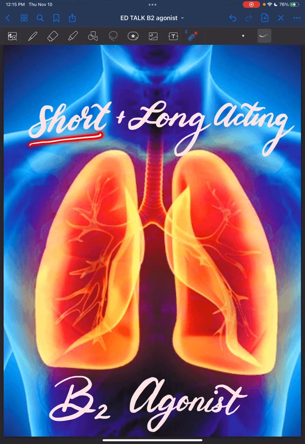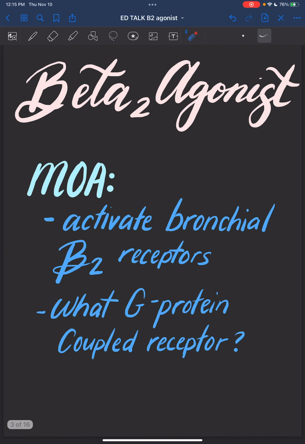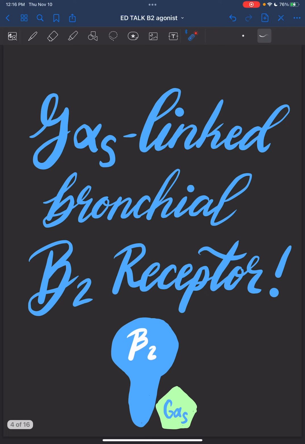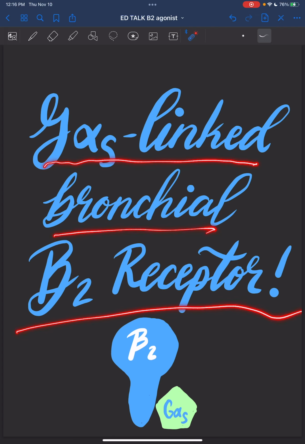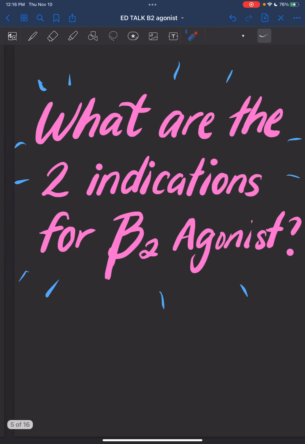We're going to talk about short and long-acting beta-2 agonists. So, what is the mechanism of action for beta-2 agonists? Well, they're going to activate the bronchial beta-2 receptors. Do you remember what G protein coupled receptor they're linked with? You got it, G-alpha S. The beta-2 agonist medications are going to work on G-alpha S linked bronchial beta-2 receptors to open up those bronchus.